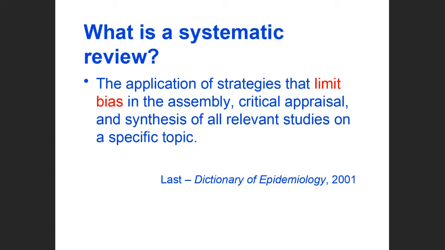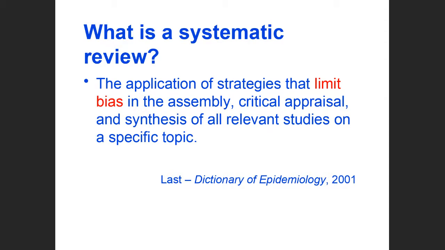So what is a systematic review? Well, the important part of this definition is that reference to limiting bias. Now, when we select studies to support an argument, we can be guilty of only picking those that support our argument. We may ignore important variations that don't fit the particular pattern that we're trying to get across. So according to this authoritative dictionary of epidemiology, a systematic review involves strategies that limit bias.